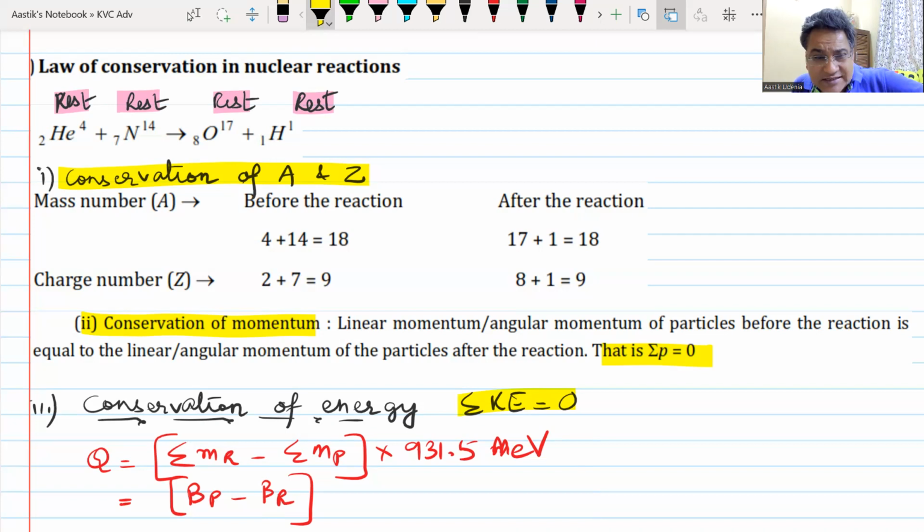Here there is no change in kinetic energy. So Q value is simply equal to mass of reactants minus mass of products. Or you can write it as binding energy of the products minus binding energy of the reactants. Everyone gets this? Everyone understands this?